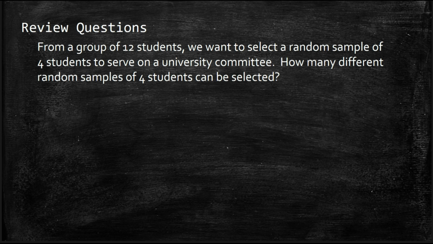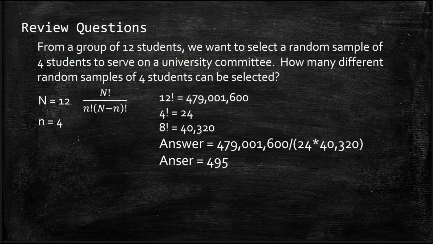Okay, so what we're looking for is, from a group of 12 students, we want to randomly select 4. How many different groups can we make? So from 12, choose 4. And so again, we can work out the math, or you can simply use your calculator with your combination problem. From 12, choose 4. Okay, so 495.